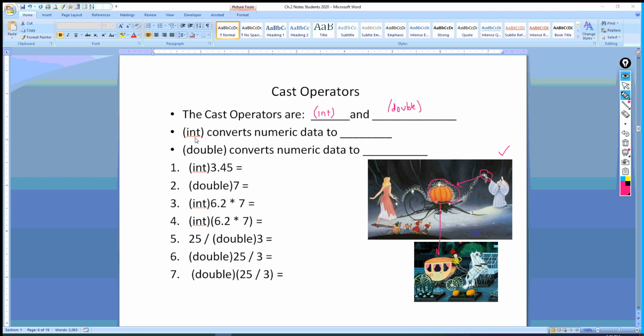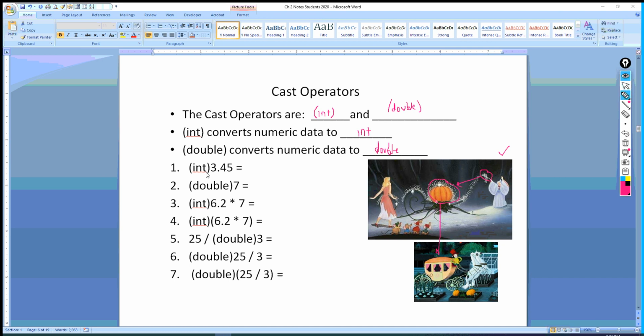An int casts a spell on numeric data, let's say decimals, and changes them to ints. And a double casts a spell on ints, and they become doubles. And that's how it goes. So these are wands, and these wands will work in your Java programs.